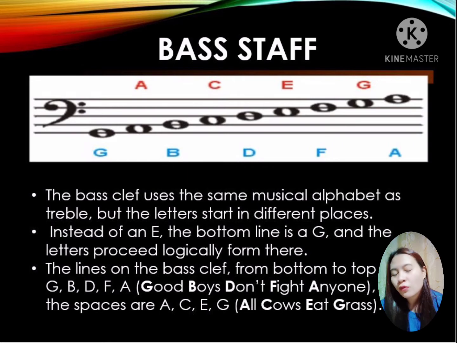In order for you to memorize easily the arrangement of the musical alphabet, just remember the phrases. The phrase for the lines is good boys don't fight anyone, and the spaces are all cows eat grass.